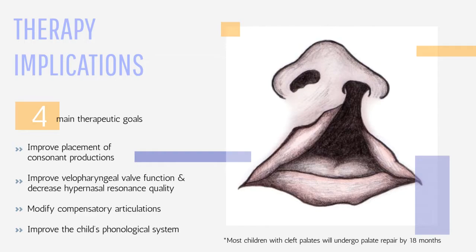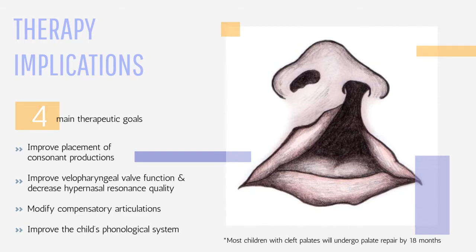So that leads us to therapy. What does therapy look like? Well, at the bottom of the screen, I mentioned a point that I find to be very important to know. Most children with cleft palates will undergo palatal repair surgery by 18 months. So while a speech and language pathologist may be pulled in beforehand to deal with swallowing and things like that, our therapy will really come into effect post-surgery.